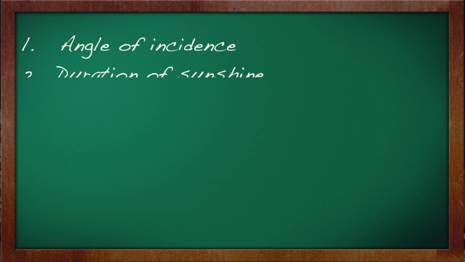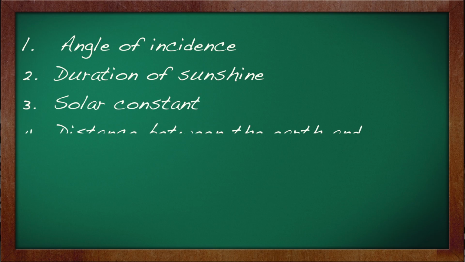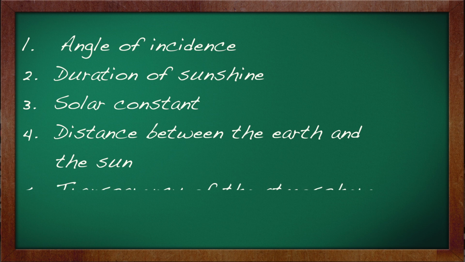Factors affecting the distribution of insolation. The actual amount of insolation received at a place on the Earth varies according to the conditions of the atmosphere as well as the seasons. The astronomical and geographical factors govern the amount of insolation received at any point on the Earth's surface. The first factor is the angle of incidence, the second is the duration of the sunshine, the third is the solar constant, the fourth is the distance between the Earth and the Sun, and fifthly, the transparency of the atmosphere.